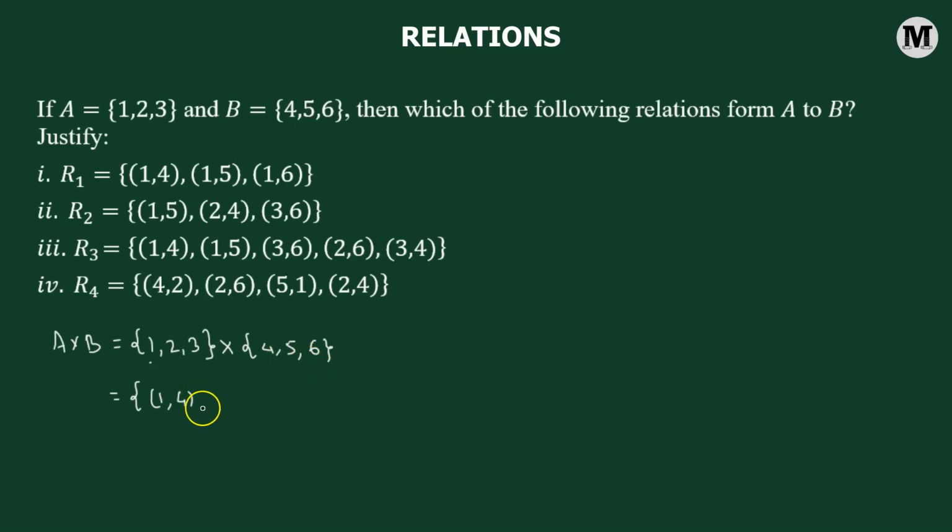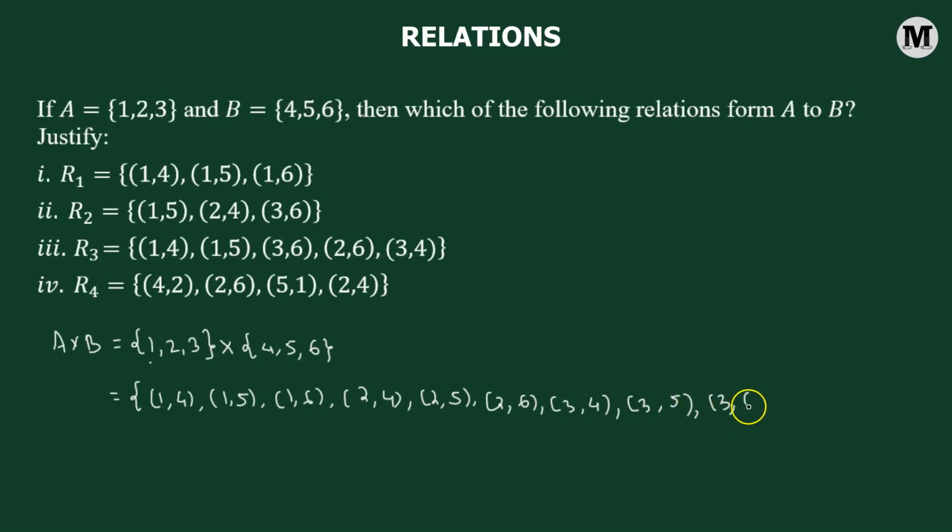So 1, 4. Next we have 1, 5, and then we have 1, 6. Followed by we have 2, 4, then we have 2, 5, and next we have 2, 6. Fine. Next we have 3, 4, we have 3, 5, and then we have 3, 6. So this is the Cartesian product of the set A with B.